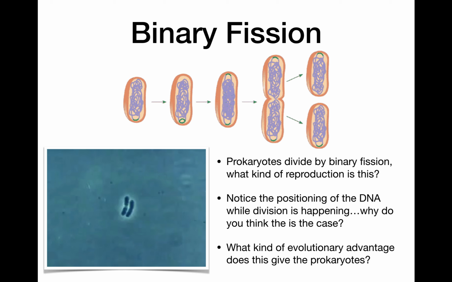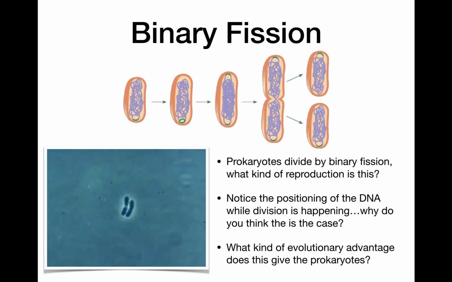Okay, so binary fission is the process by which prokaryotes replicate, actually reproduce. If you notice here, we have the diagram showing binary fission of a bacterium, because a lot of prokaryotes are bacteria. What kind of reproduction is this? This is asexual reproduction, right? They are not reproducing sexually. There is no sexual reproduction happening here, only one bacterium dividing by itself. So it's asexual reproduction. Notice the positioning of the DNA while the division is happening. Why do you think that is the case?